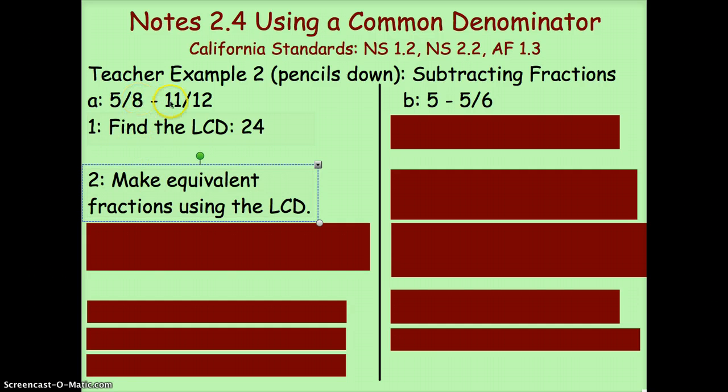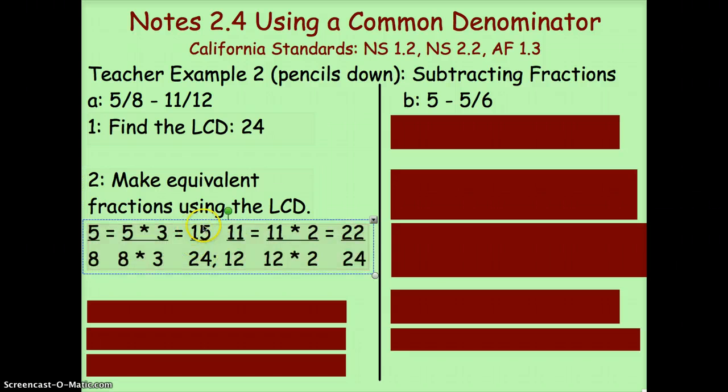So for 8 times 3 is 24, so I also need to multiply the 5 times 3, and I'll get 15. 12 times 2 is 24. And 11 times 2 is 22. So now I have my new fractions, 15 over 24 and 22 over 24.